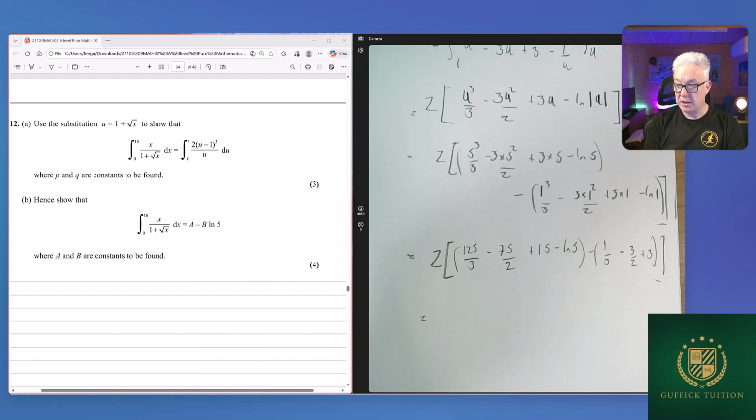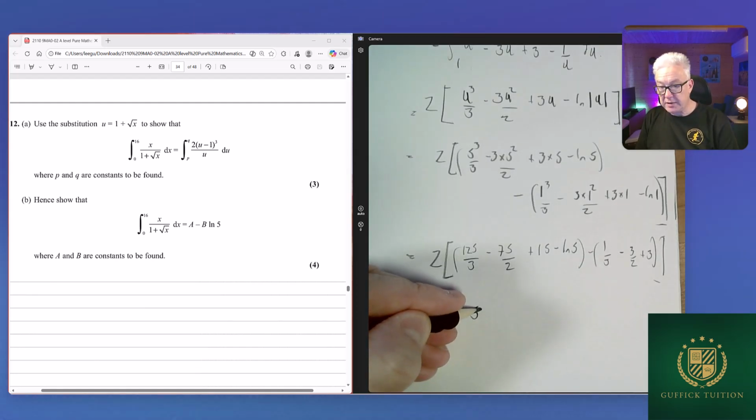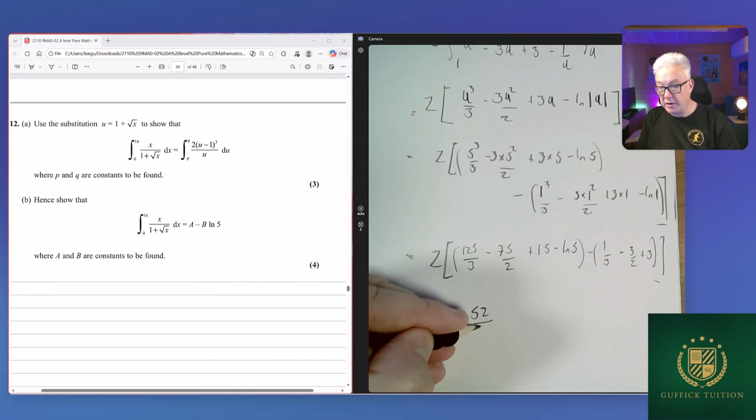125 over 3 minus 75 over 2 plus 15, and then I've got plus, oh, I know what I've done. I know what I've forgotten. I've gone minus a third, but I should have done plus 3 over 2 and minus 3. So I need to do plus 3 over 2 and minus 3. Okay, that's giving me 52 over 3. Okay, so I'm going to write that down. So that is 52 over 3 there.